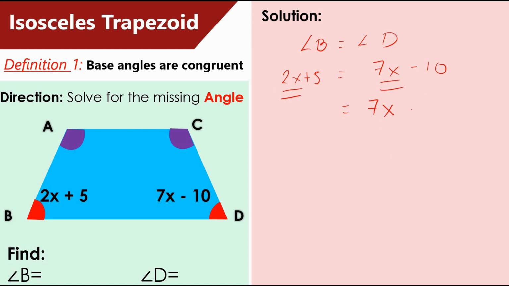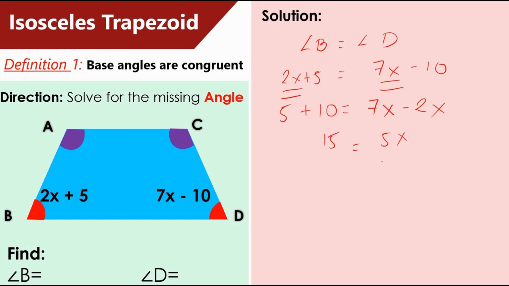So from positive 2x, this will become negative 2x. The rest of the terms will be transposed on the empty side, which is this part. That will mean 5 will be brought down here, and then negative 10 will become positive 10. For the next step, we can now combine the terms. So 5 plus 10 is 15. 7x minus 2x is equal to 5x.